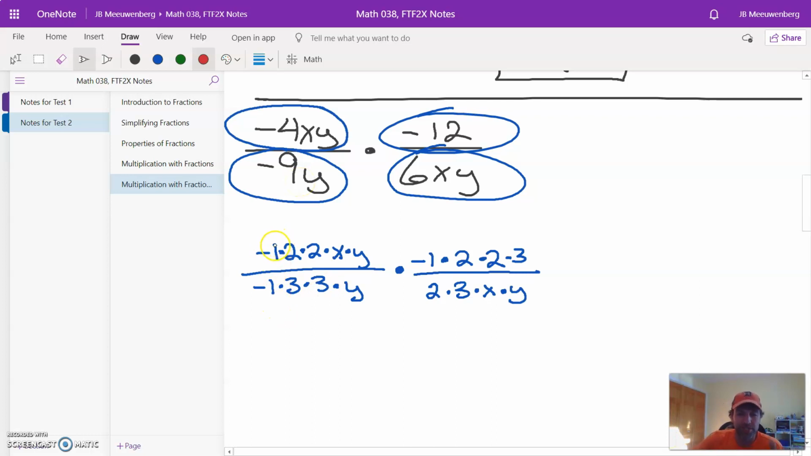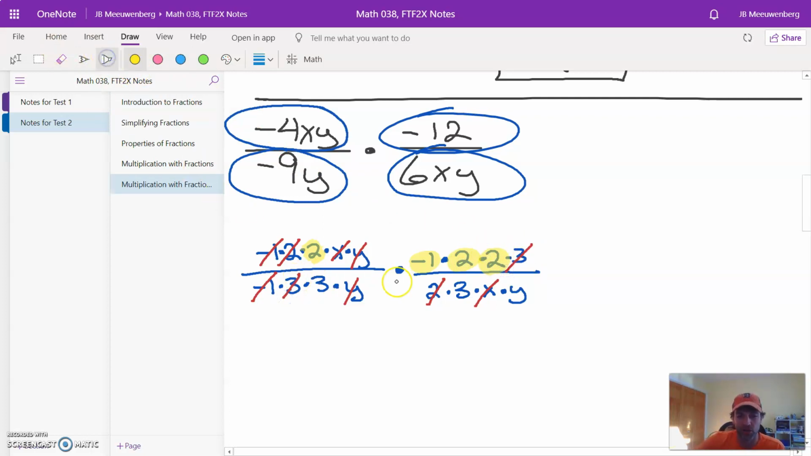So, left to right across the top. Negative 1 cancels with negative 1. 2 can cancel with this 2. This 2 can't cancel with anything, so it's going to stay. X cancels with x. Y can cancel with, it doesn't matter, I'll pick this one, y. The negative 1 is going to stay. The 2 is going to stay. This 2 is going to stay. And then the 3 will cancel with a 3.